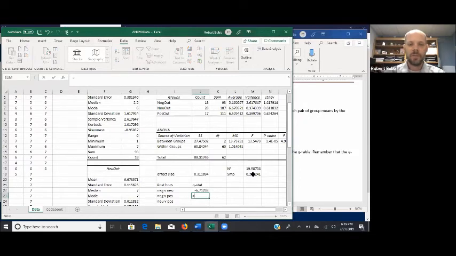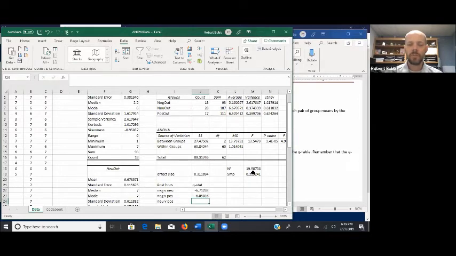I'll do the same thing for negative versus positive. So open parentheses. I'll click on my average for the negative minus the average for positive. Close parentheses. Divide by that pooled standard error. It looks like I get negative 6.05.